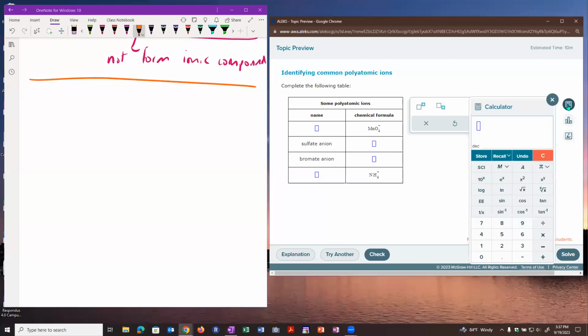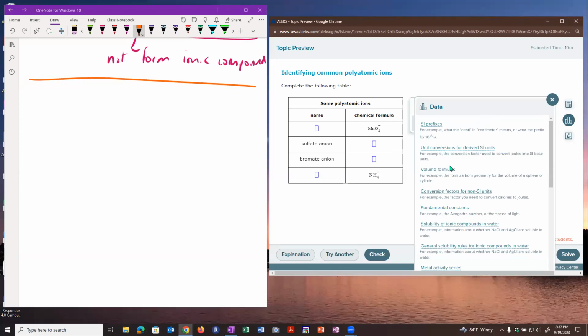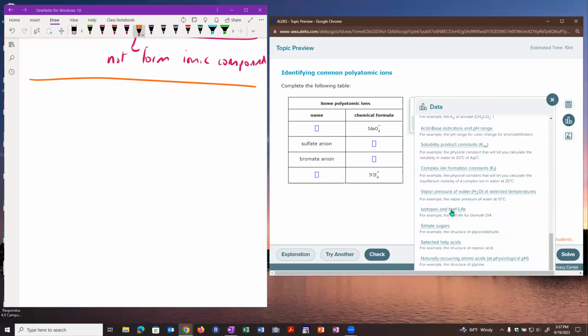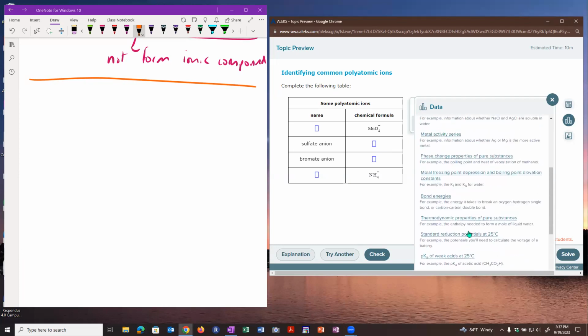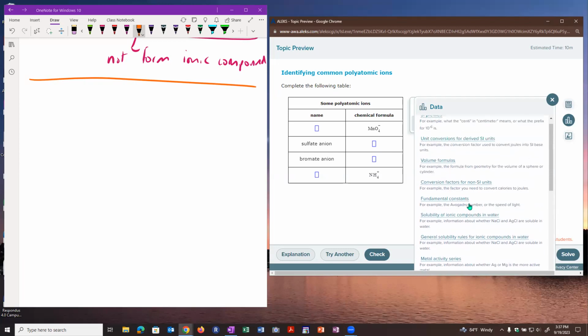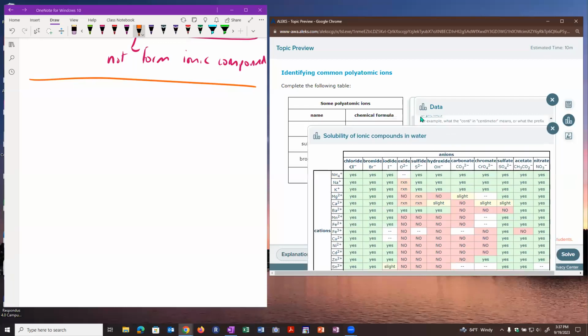So let's take a look. We don't need a calculator, we need the data. If you scroll down, I'll show you where to find some of them. They're obviously in your textbook in this particular chapter, but you can also locate them here if you don't want to open up the text. If you go to ionic compounds in water, you actually have several of these listed.